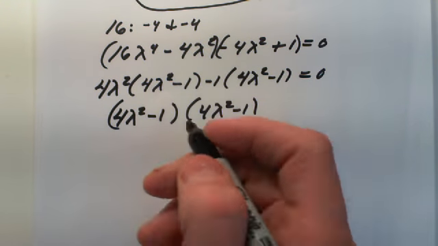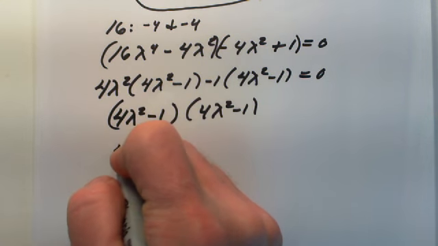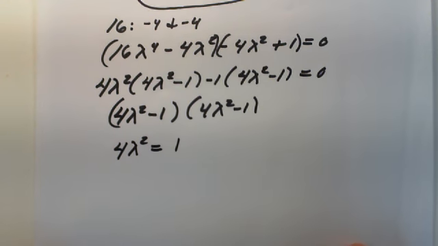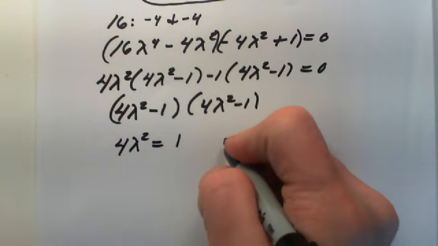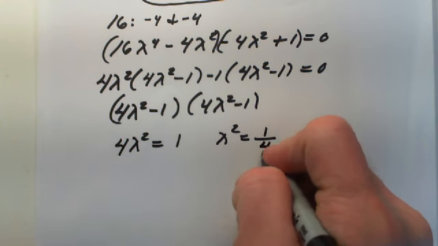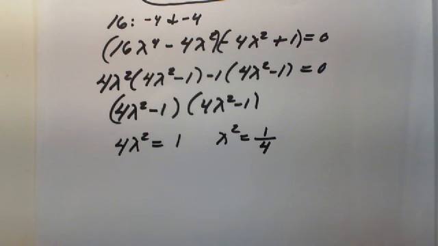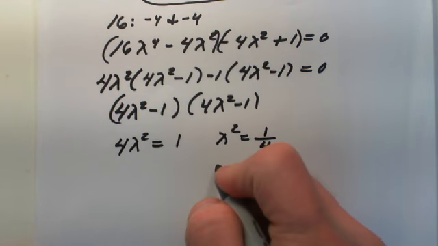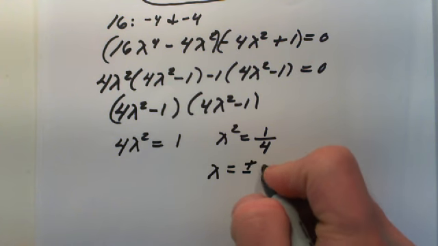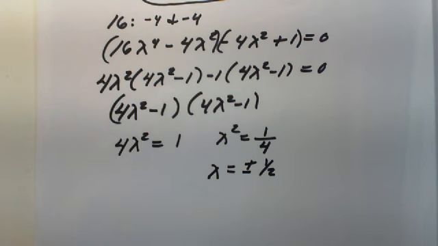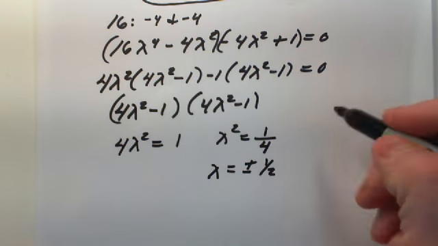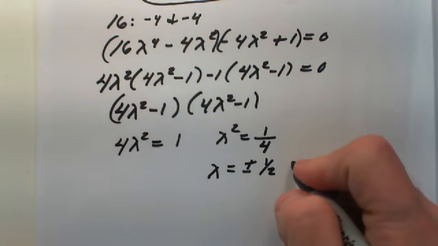Alright, so let's go ahead and solve one of these. I'll take 4 lambda squared and set it equal to 1. We're going to move 1 to the other side and divide by 4. That's going to give me lambda squared is equal to 1/4. Okay, I'm going to take the square root of both sides. That's going to give me lambda is equal to plus or minus 1/2. Again, you got repeated roots because you have this one also going to have the same solution. So we have double roots.